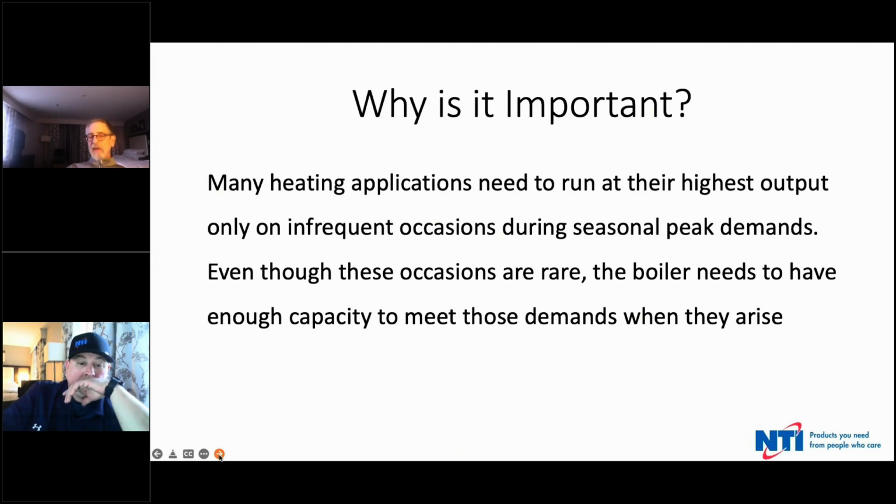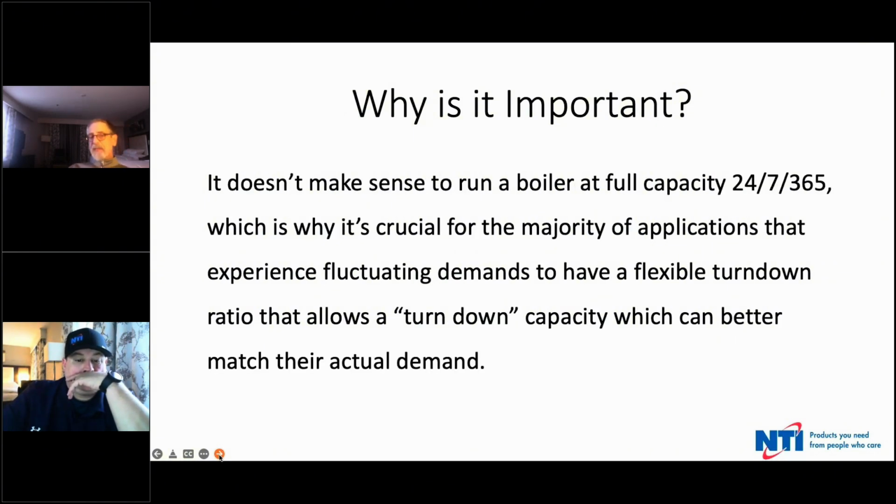So why is it important? Because very few systems need to run at their highest output all the time. If you've designed for load design temperature, you're only going to be there a very, very small part of the time, typically about 1% of the heating season. So you have to have enough capacity to meet that demand when it's there, but most of the time it's not. So it doesn't make sense to run the boiler 24/7 at its full output. And the ability to turn it down gives you a much better load match.